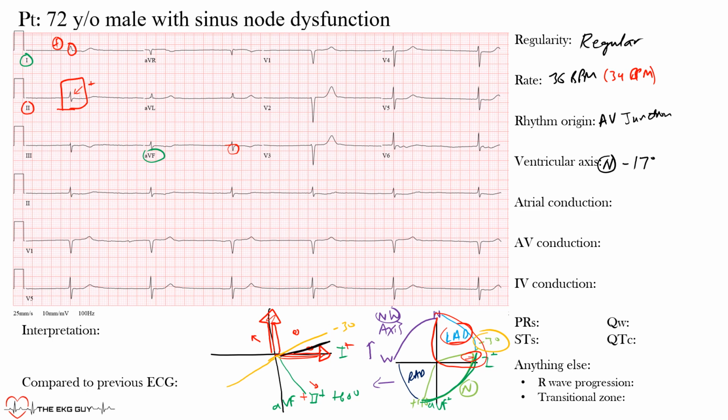Negative 17 would be about right here, where we were expecting it. Okay, so hopefully that makes sense. So this is a normal ventricular axis in this adult patient.